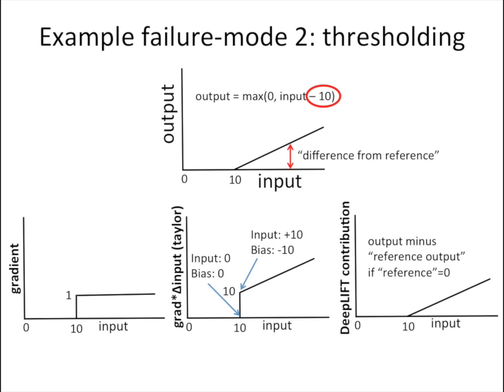DeepLIFT, by contrast, is based on the actual difference from reference and not the gradient, and thus it never has to assign contribution scores to bias terms and instead shows a gradual increase in importance as long as the input has surpassed the threshold.